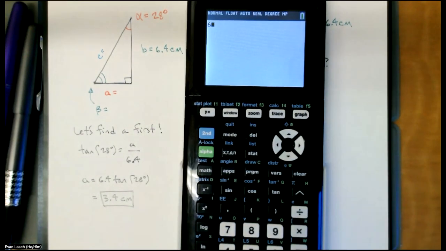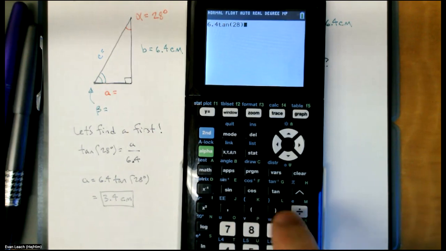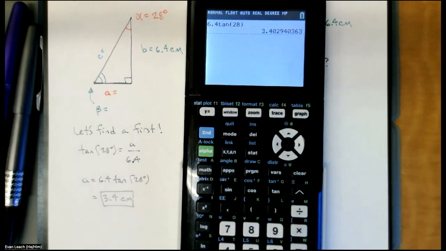So let's see, 6.4 times the tangent of 28. 3.4, 3.402, and a bunch of stuff, but 3.4 rounded to the nearest tenth, which I didn't specify in the statement of the problem.